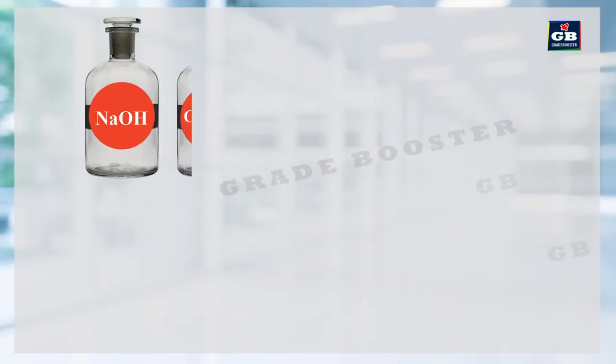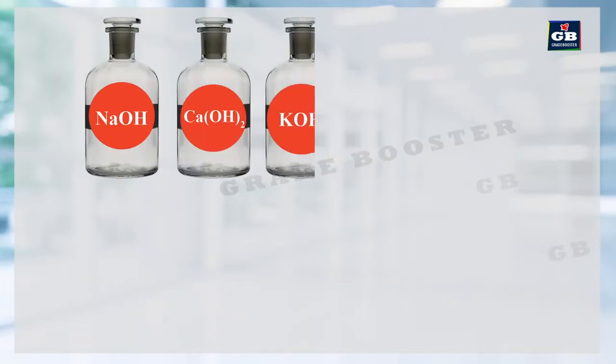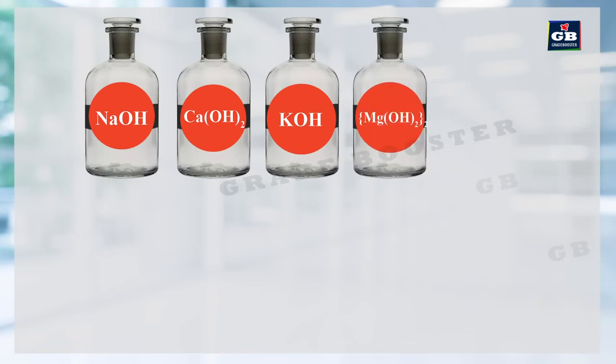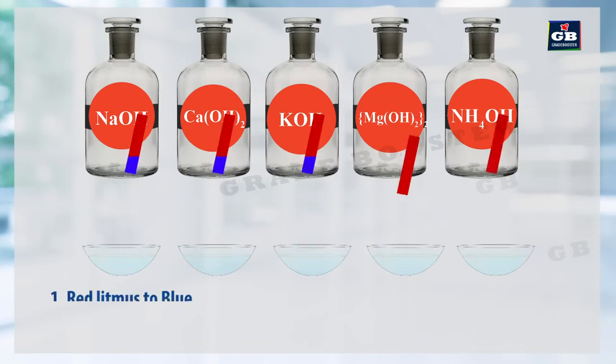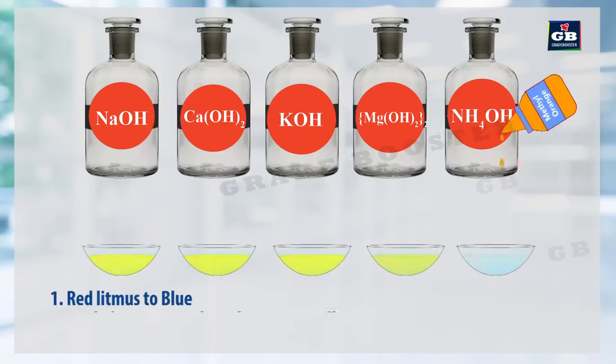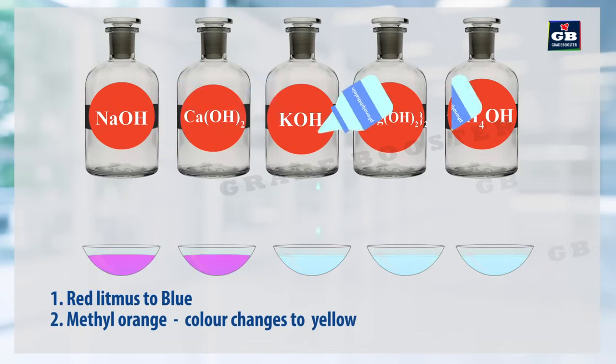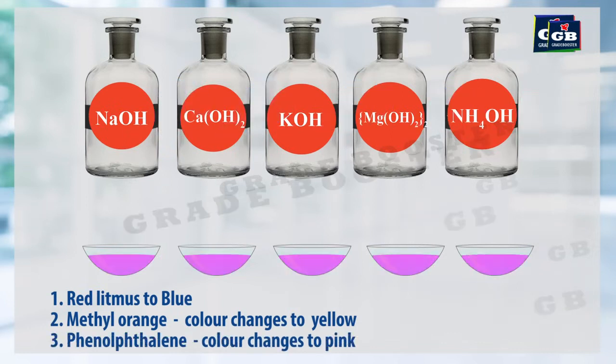The remaining compounds like sodium hydroxide, calcium hydroxide, potassium hydroxide, magnesium hydroxide and ammonium hydroxide turn the red litmus to blue and produce a yellow color with methyl orange. They form pink color when phenolphthalein is added. This proves that they are all bases.